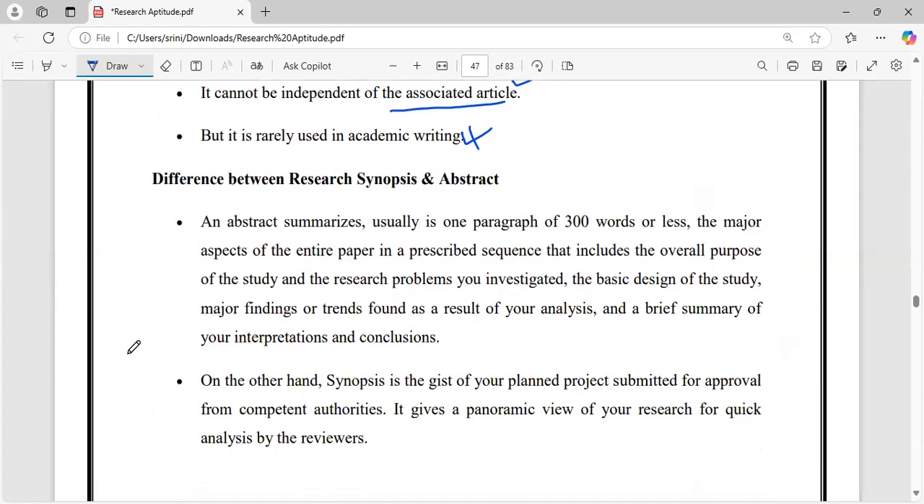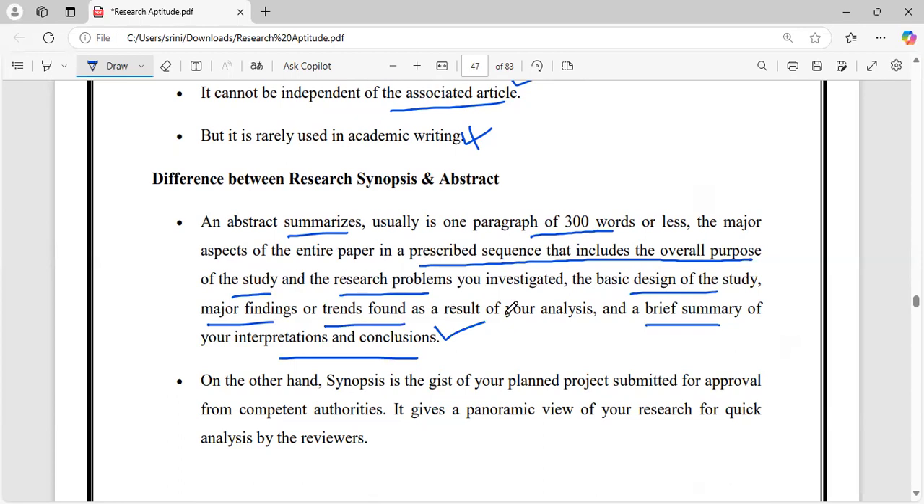Difference between research synopsis and abstract. An abstract summarizes, usually in one paragraph of 300 words or less, the major aspects of the entire paper in a prescribed sequence that includes the overall purpose of the study and research problems you investigated, the basic design of the study, major findings or trends found as a result of your analysis, and a brief summary of your interpretation and conclusion.